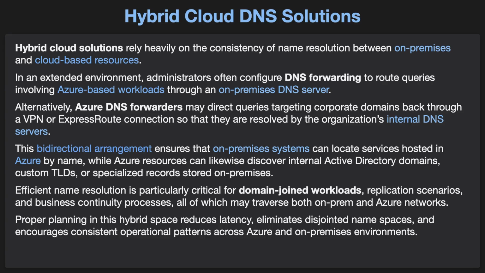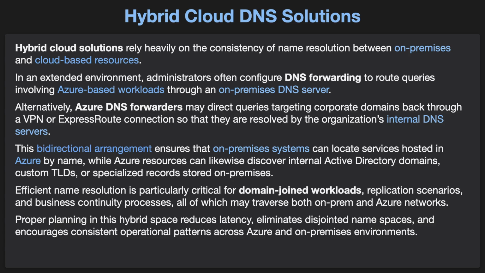Hybrid cloud solutions rely heavily on the consistency of name resolution between on-premises and cloud-based resources. In an extended environment, administrators often configure DNS forwarding to route queries involving Azure-based workloads through an on-premises DNS server. Alternatively, Azure DNS forwarders may direct queries targeting corporate domains back through a VPN or ExpressRoute connection so that they are resolved by the organization's internal DNS servers.